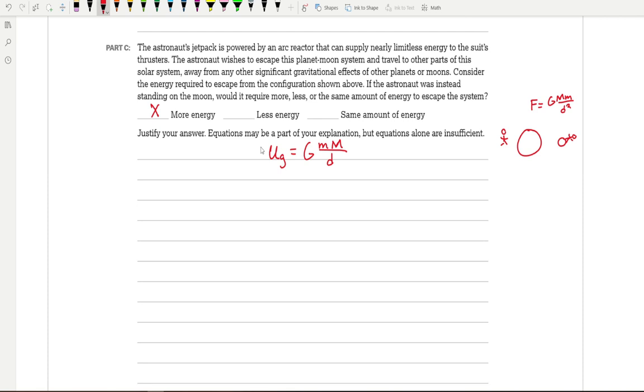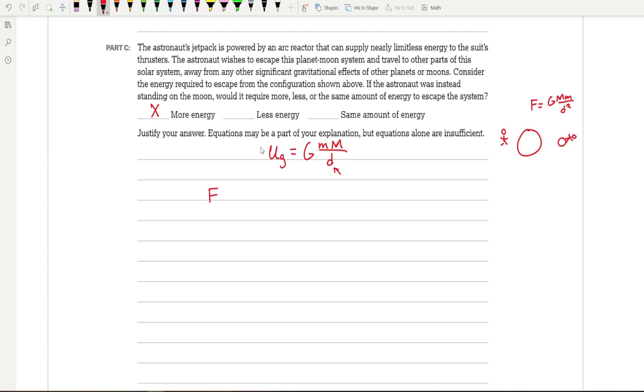So it's going to take more energy to get you off of that planet because you are closer, and since the distance is in the denominator, the closer that you get to the planet's surface, the more energy it's going to take, the more gravitational potential energy you're going to have. So the more gravitational potential energy you have, the more you're going to have to spend in order to overcome that gravitational potential energy.